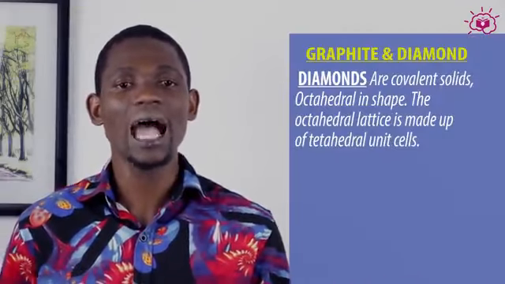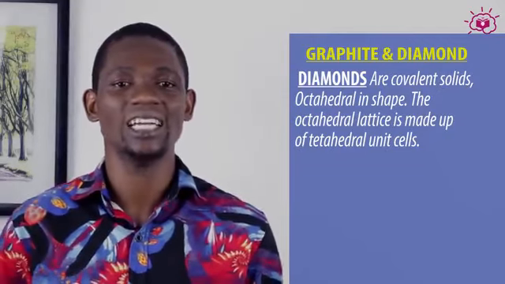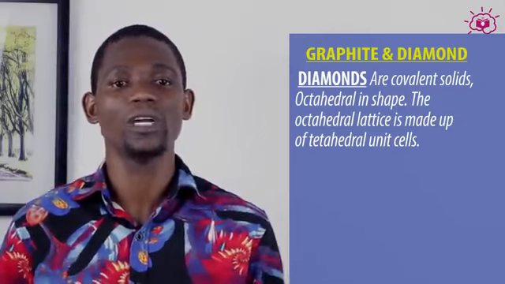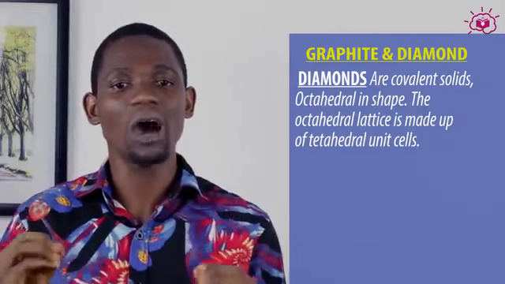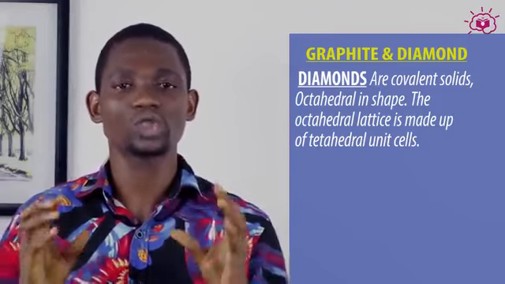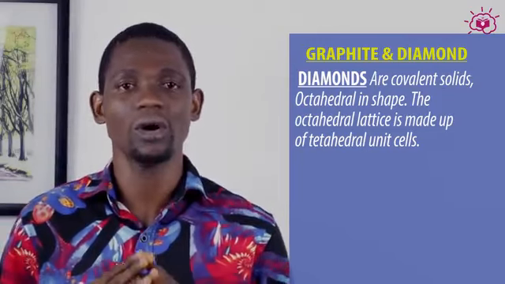Let's look at an X-ray of diamond. Diamonds are covalent solids, as I've mentioned before. They are octahedral in shape, and the octahedral lattice is made up of tetrahedral unit cells held together by strong covalent bonds. This structure makes diamond the hardest known substance on earth. There is a popular saying among miners that it takes only a diamond to cut a diamond.